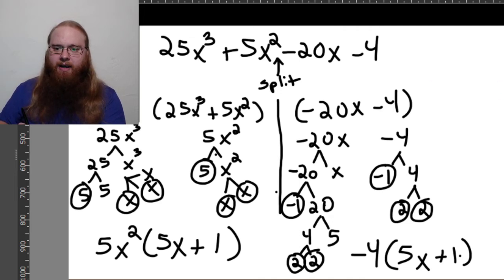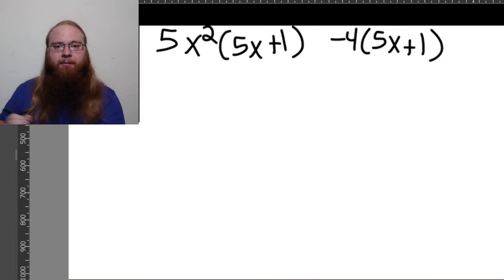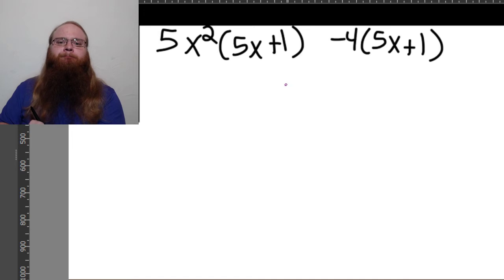And we're going to go ahead and rewrite our problem here. We're going to rewrite 5x squared times 5x plus 1, and then negative 4 times 5x plus 1. Oh, I wrote over top of everything. I'm sorry. There we go. Much better. So, this is what we have.